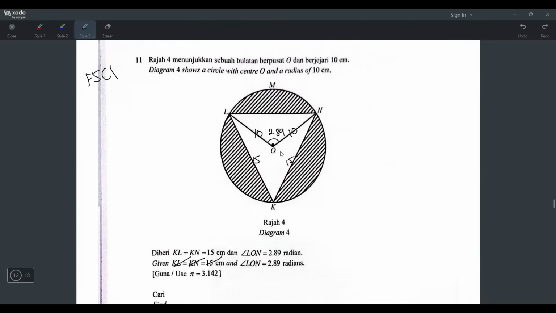But what if the question never asked to do it? I don't care. I will find it. I will actually find this now. So how to find this is just take 2.89 divide 2. Yeah, this one you learn in maths.